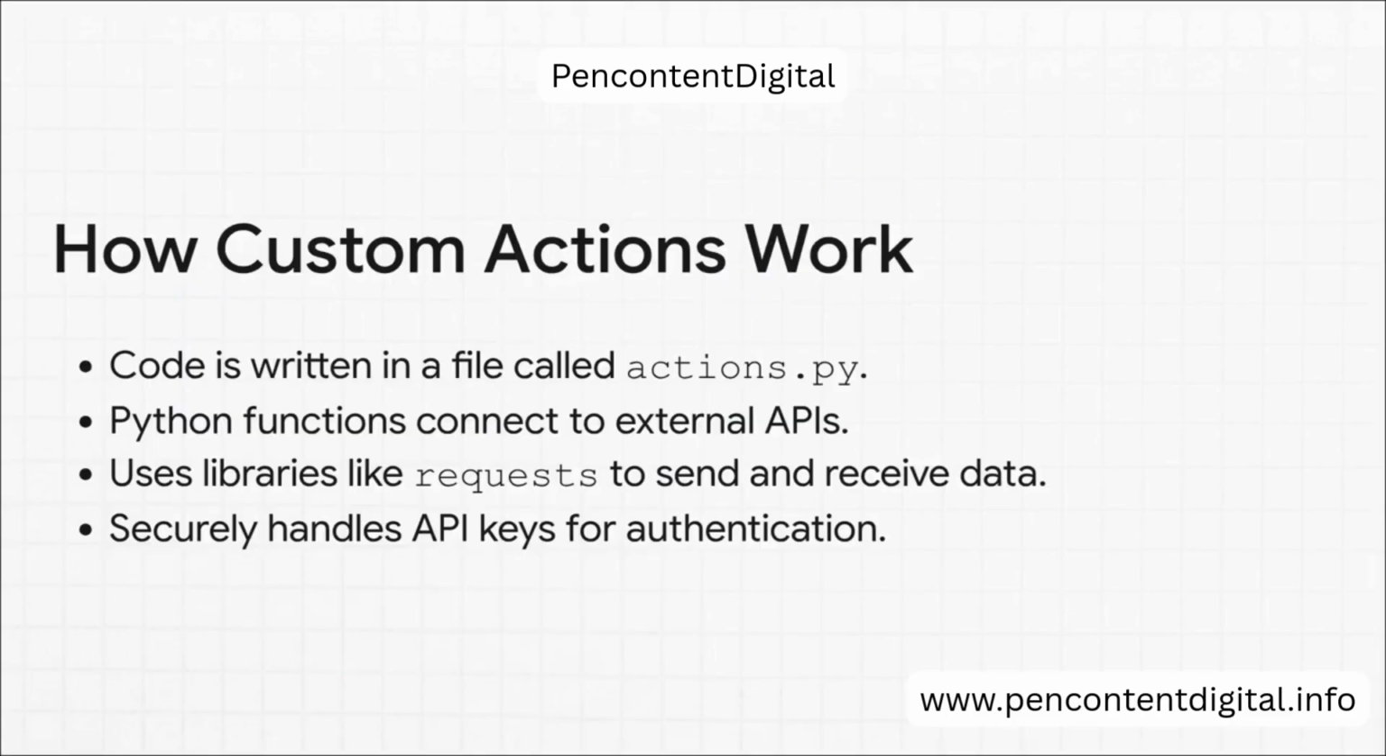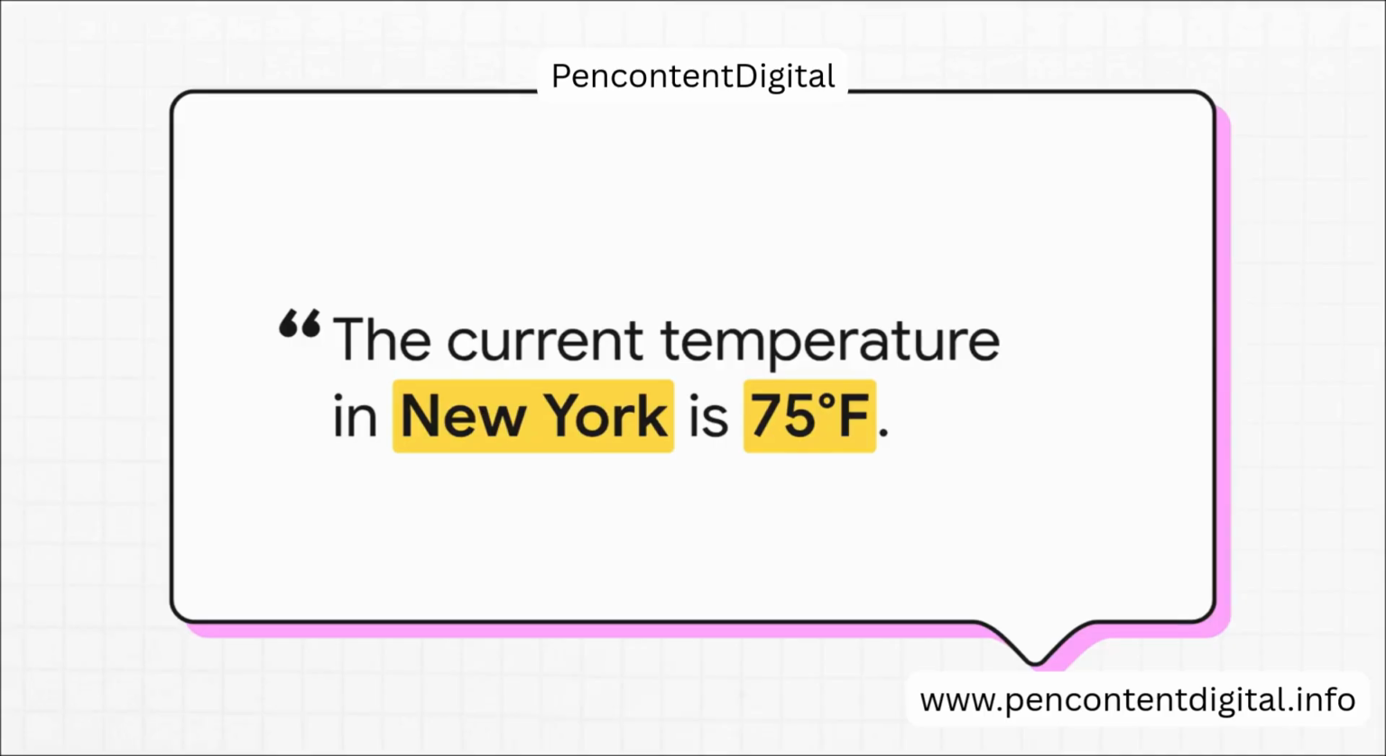So how does this actually work under the hood? Well, the code for these actions lives in its own special file. Inside that file, you have functions that use pretty standard programming libraries to send a request to a service, like a weather provider. And critically, this is where the bot securely manages the API keys it needs to get permission to access that data.